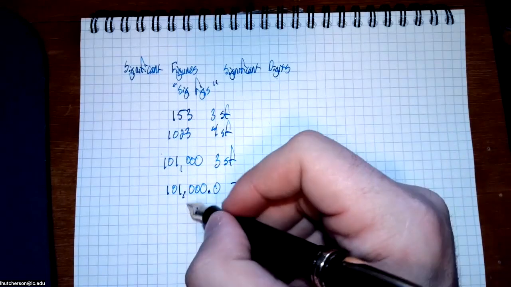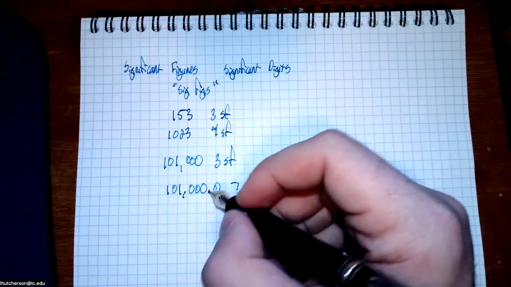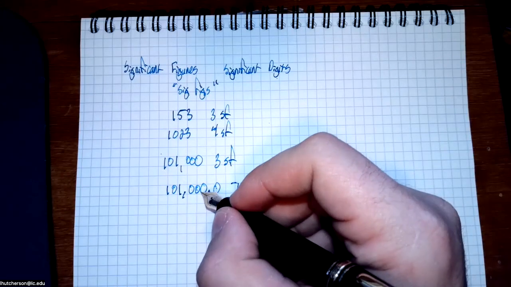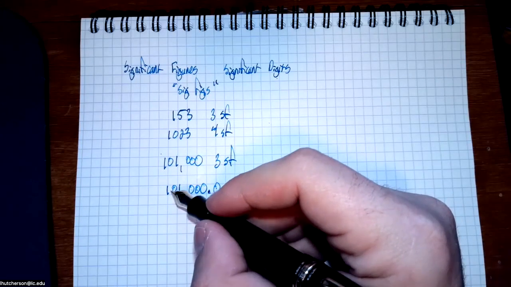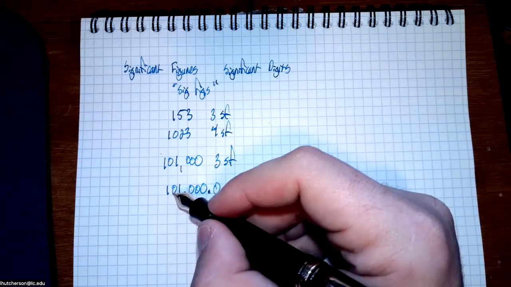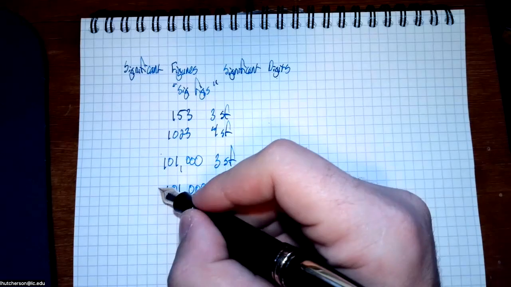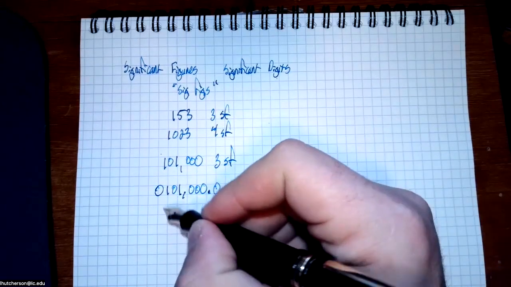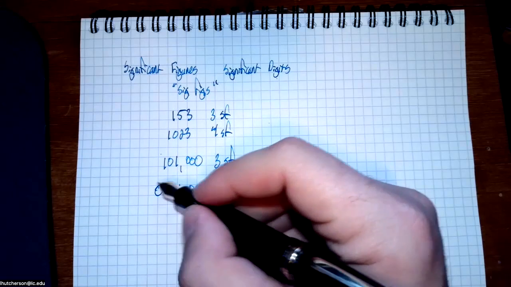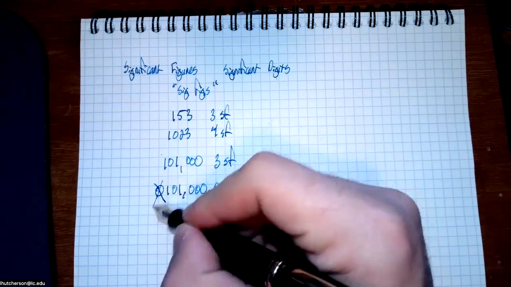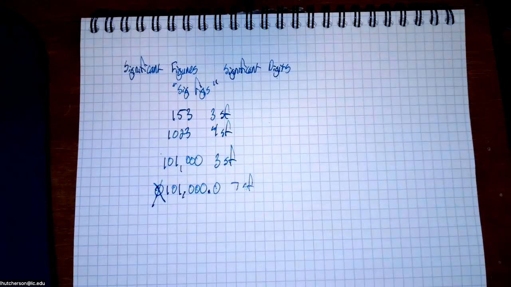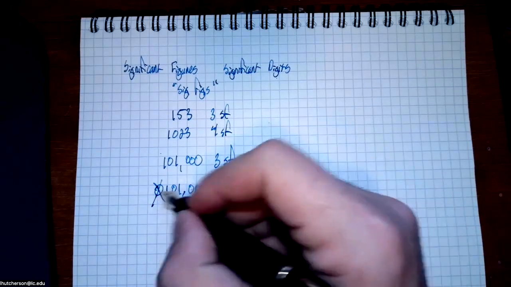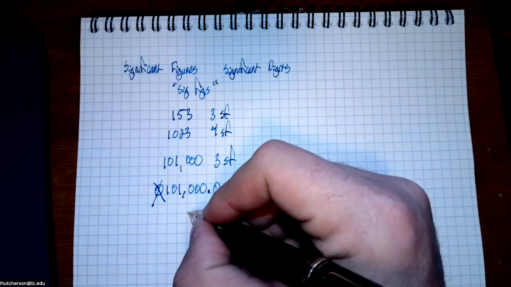Now, I say everything to the left of the decimal point is significant. Where I'm going with this is that if I were to stick another zero out in front of here, leading zeros to the left of the decimal point are never significant. But aside from that, this is significant.